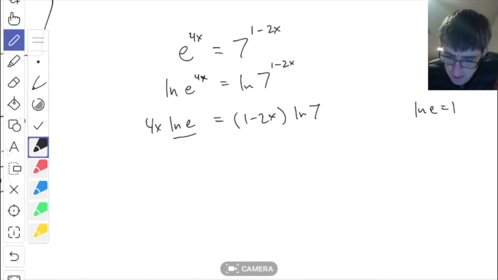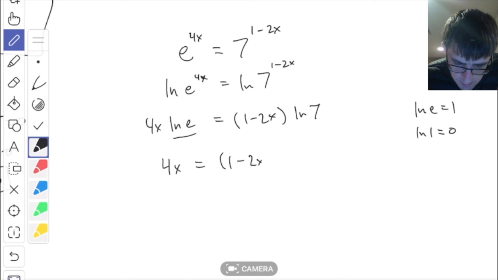So worth remembering, ln of e equals 1. Also worth remembering, ln of 1 equals 0. Although that's not relevant in this problem. So ln of e is 1. That means the left side is just 4x. And then 1 minus 2x ln of 7.